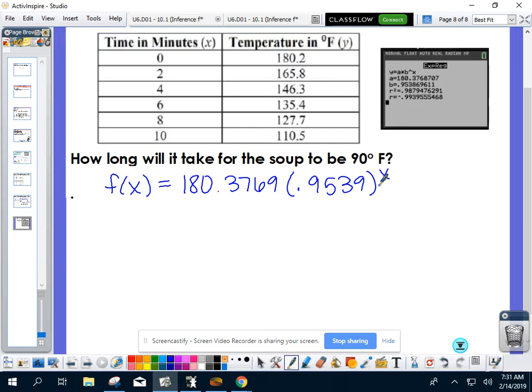Okay, this question is not asking me after how many minutes, what's the temperature, but it's asking me how long is it going to take for that soup to be 90 degrees. How long means we're trying to figure out what the time would be or what our input is. So the 90 degrees Fahrenheit is what we will put on the left side of the equation.